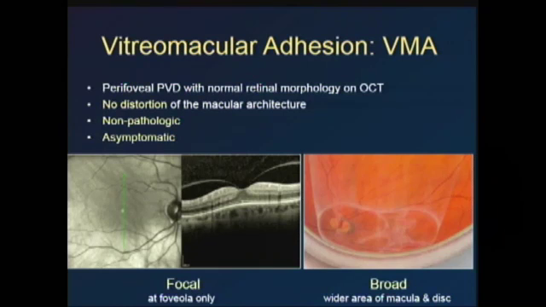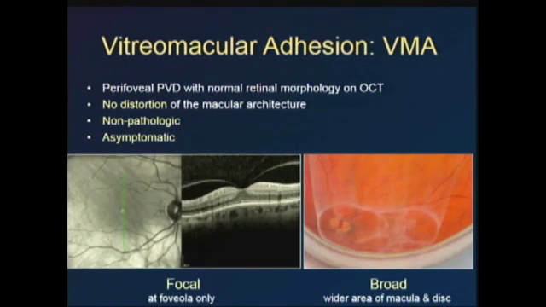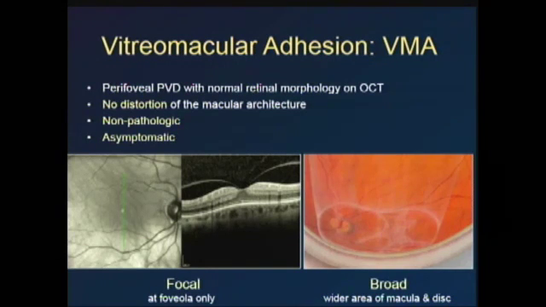Now, a vitreomacular adhesion is basically, therefore, vitreous detached everywhere except at the fovea. And in this case, you have no distortion of the foveal anatomy at all, and it's not really pathologic, and it's also asymptomatic. It's something to be watched.